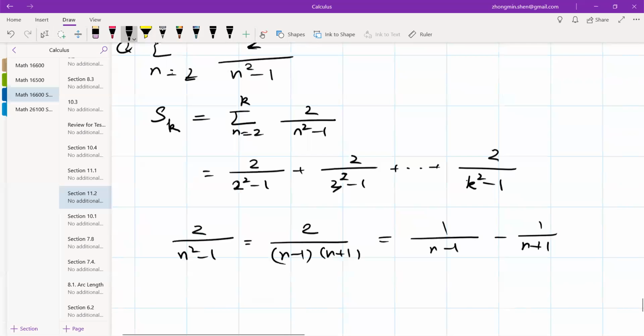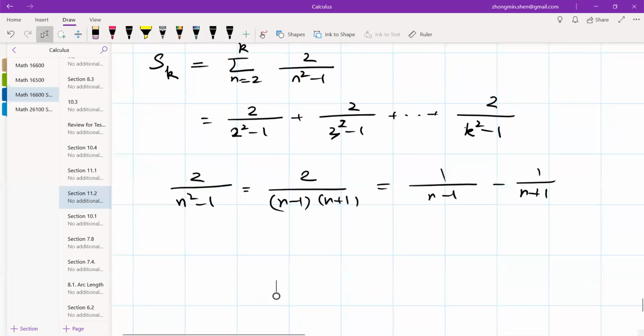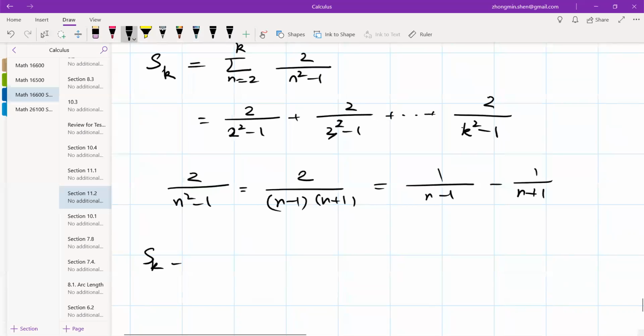Do you remember the integral technique called partial fractions? We already put the 2 there, so you don't even have to modify it. It's going to be 1 over n minus 1 minus 1 over n plus 1, since the numerator is 2. So that's good. Using this, the S_k is going to be, right?